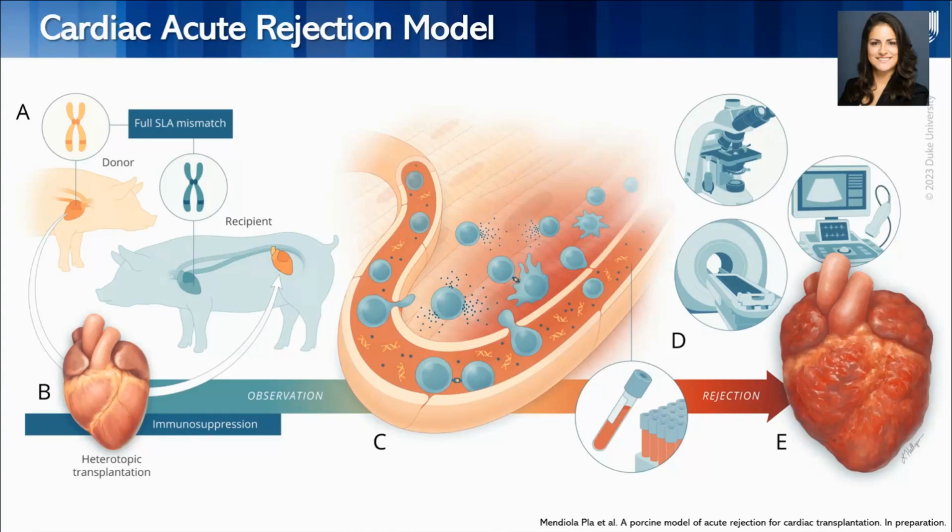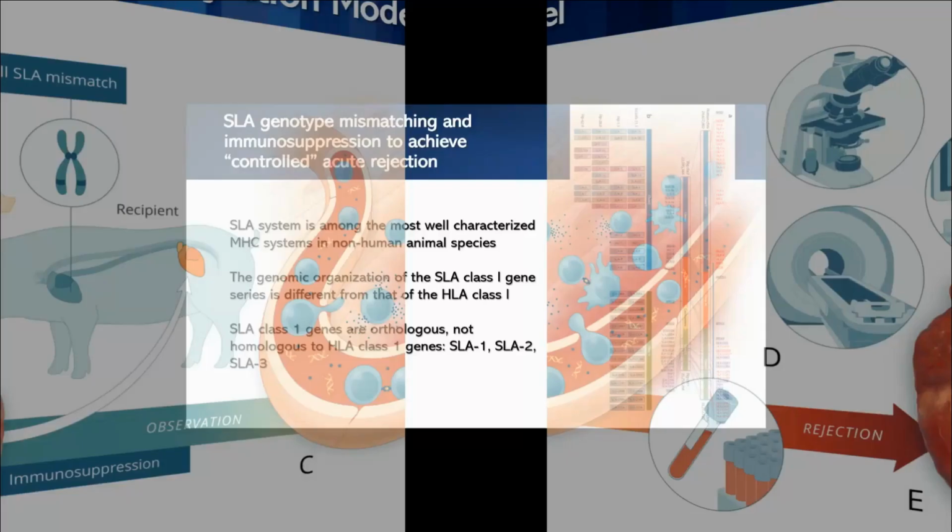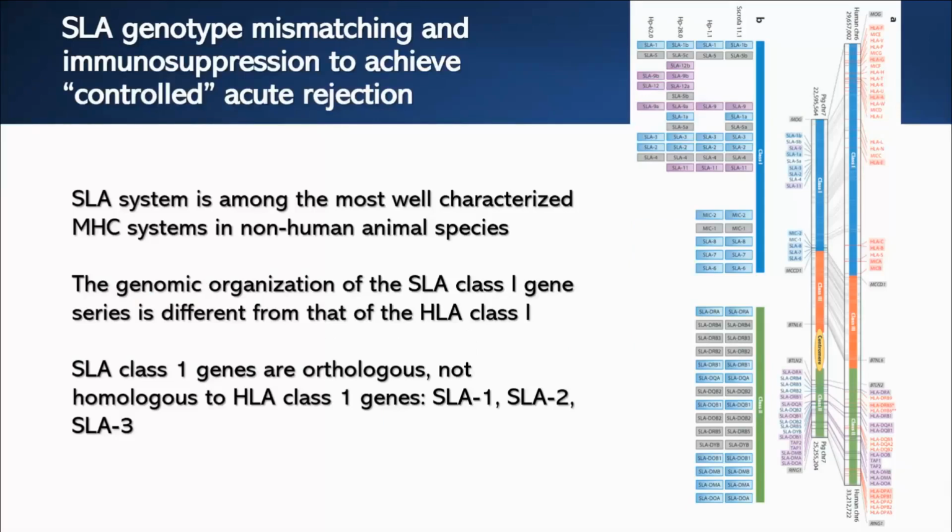And I'm just going to go through some of the components of the rejection model that we've been working on. What we found that is very critical to the rejection model and having a very controlled acute rejection are two components. One is the degree of the SLA genotype mismatching, and the other is the immunosuppressive regimen. So what is SLA? SLA is like HLA. It's similar to the MHC system in humans.